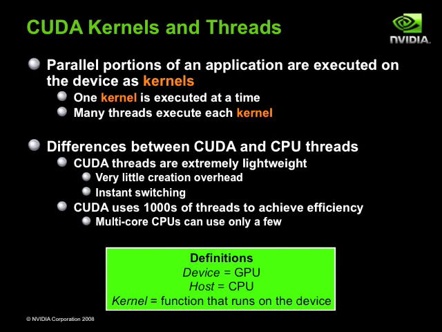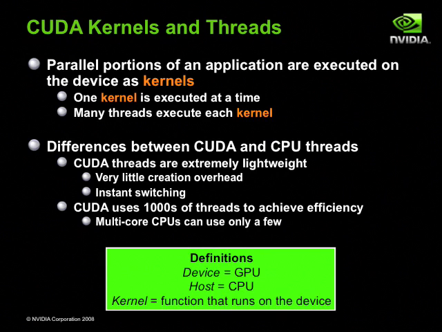As mentioned previously, serial portions of an application are run on the CPU or host. Parallel portions of the code are executed on the GPU or device as computational kernels. A kernel is simply a function that is called from the host and runs on the device. Only one kernel can be executed on a single device at one time, and each kernel is executed by launching many concurrent threads, which execute the same kernel code in parallel.